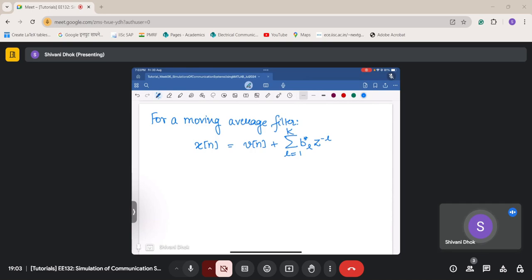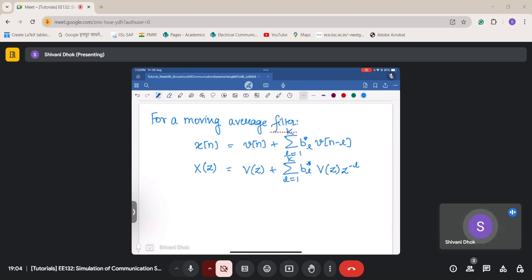Now if I take the z transform on both the sides, then this will be X of z, which will be equal to V of z plus summation L equal to 1 to K b_L conjugate, and this v of n minus L will be basically the z transform of v into z to the power minus L. This comes from the properties of the z transform. You can look at it in your signals and systems course.